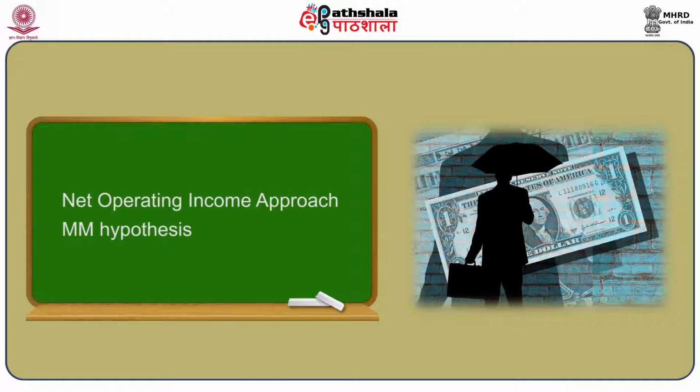One is the net operating income approach, and the second one is the MM hypothesis. First is the net operating income approach. Under the net operating income approach, the net operating income and the firm's opportunity cost of capital are assumed to be constant with regard to the level of debt, and the value of the firm is the capitalized value of net operating income. Thus, V is equal to NOI by Ko: net operating income divided by overall cost of capital.